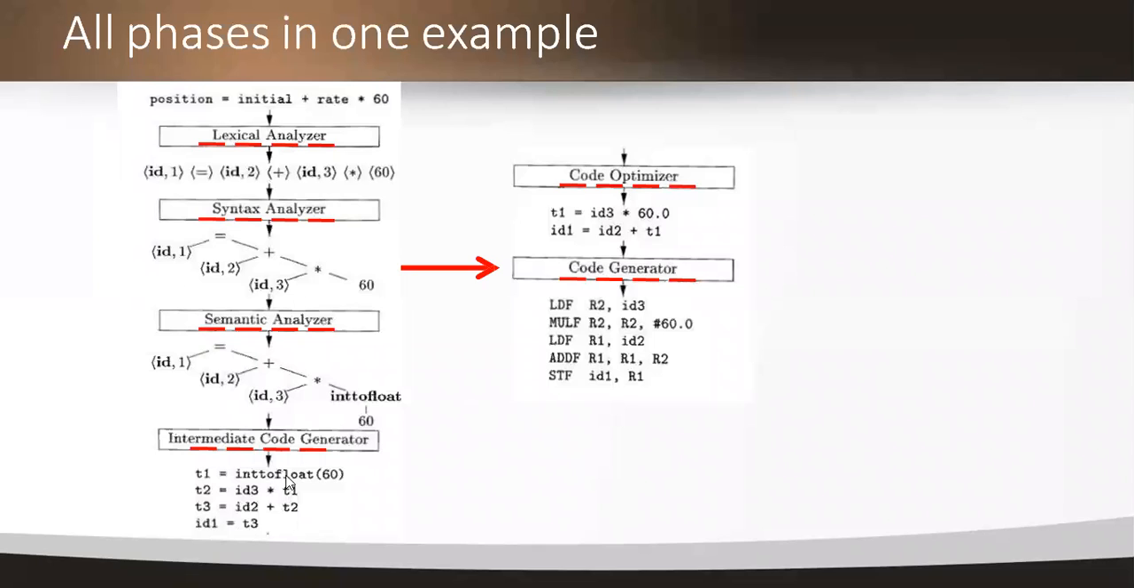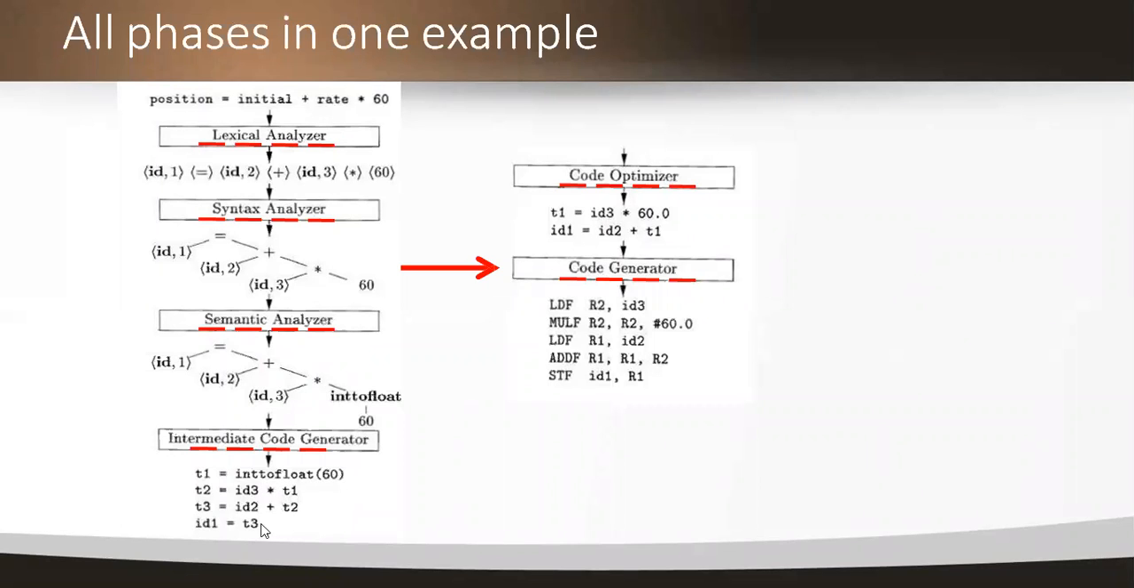After representing it in three address code format and generating the intermediate representation, we can check it by reverse engineering. You see here id1 is equal to T3. In place of T3, I replace id2 plus T2. In place of T2, I replace id3 into T1. In place of T1, I replace int to float of 60.